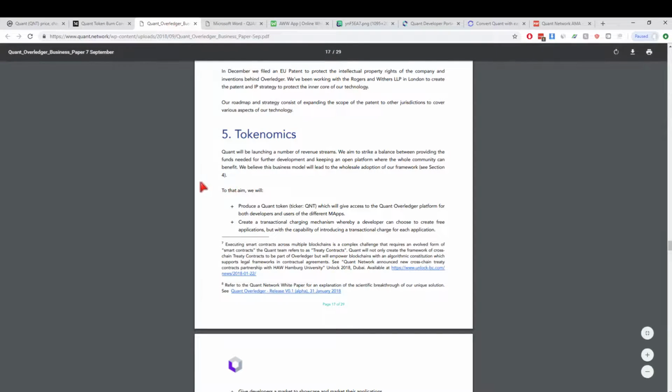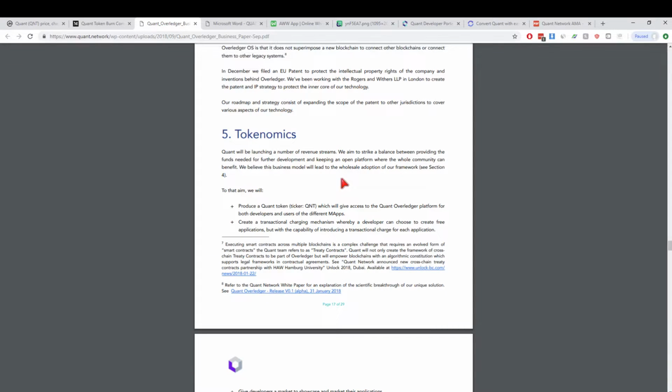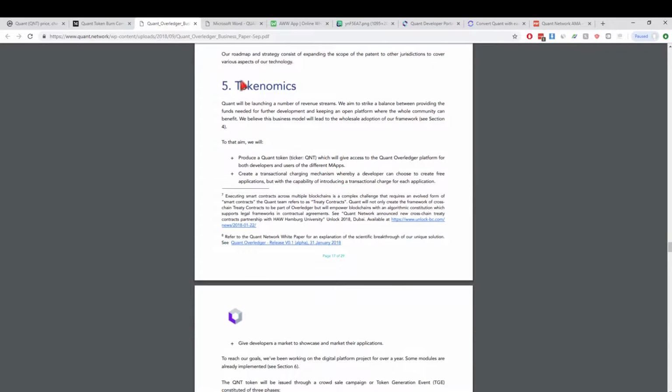We'll dive straight into the business paper where the tokenomics is outlined. Basically, the use of the utility token is a license to access the ecosystem. So any developer, enterprise, user, anyone who wants to use Overledger, whether that be via actually using an app or actually developing, needs to have a license, and this license is in the form of QNT tokens. So this is all outlined here.